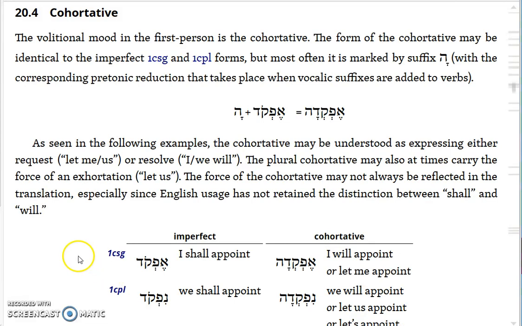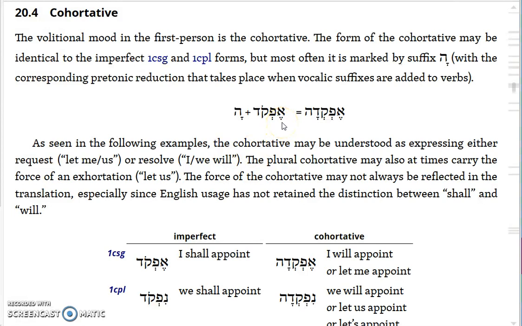Now, another kind of jussive, as it were, a special kind, is with the first person, and these are given a distinct name, the coordinative. The volitional mood in the first person is a coordinative. The form of the coordinative may be identical to the imperfect first common singular and first common plural forms. That is, sometimes just the regular first person imperfects have a coordinative type meaning. But in most instances, it will be marked with a kamatz he.